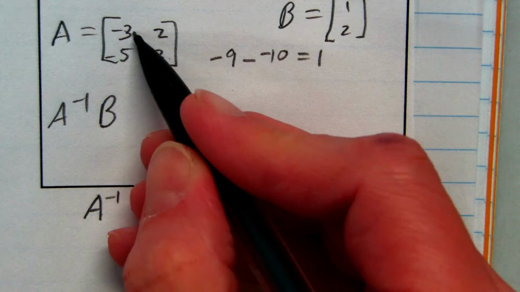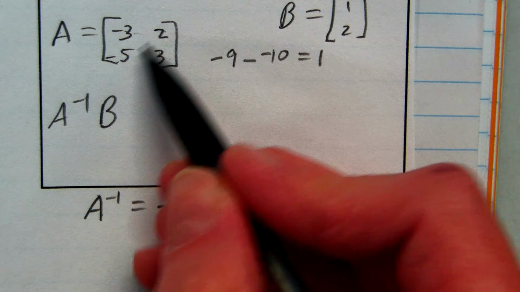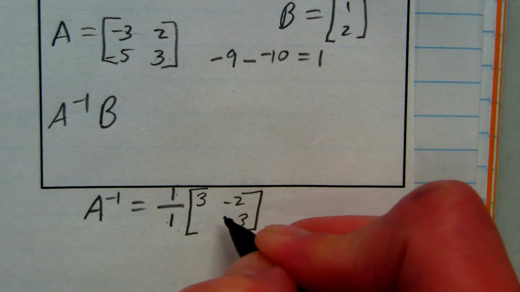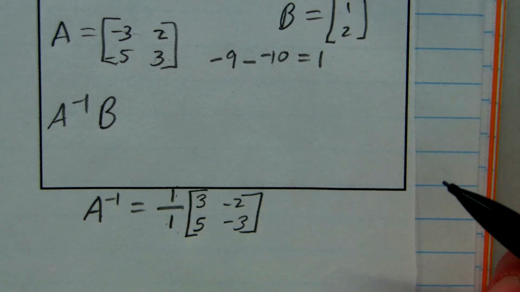So we're going to switch these two numbers. So the positive 3 goes here, negative 3 goes there. And then we're going to change the signs on these, so negative 2 and positive 5. And then we're just multiplying through by 1. So that's basically your answer.